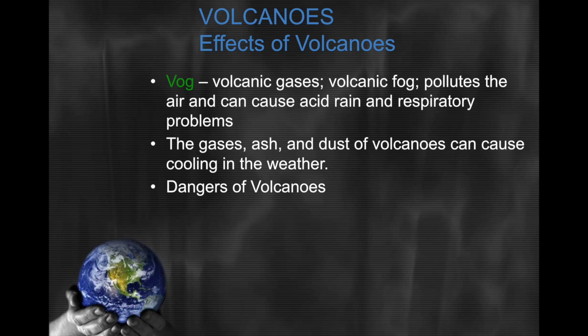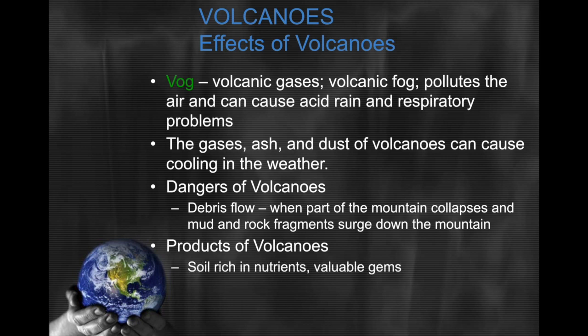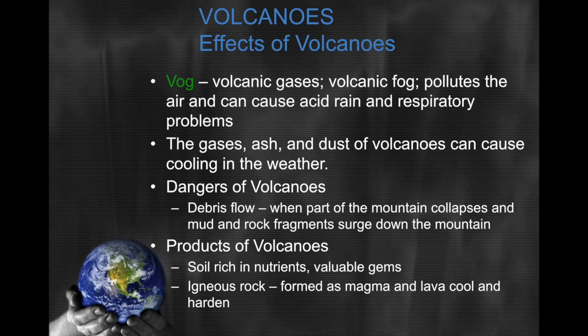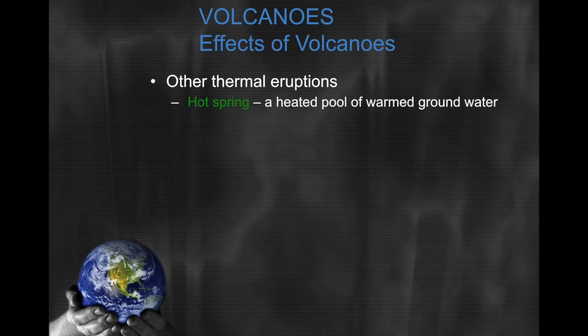There's some dangers of volcanoes, obviously. Don't play in them, please. So there's debris flow. So when part of the mountain collapses and mud and rock fragments, they surge down the mountain. So let's talk products of volcanoes. Their soil is actually really rich in nutrients, and a lot of times that's where you can find valuable gems. Igneous rock, which we all should know, is formed as magma and lava cool and harden. Okay? There can be other thermal eruptions, like hot springs, which is a heated pool of warmed groundwater.